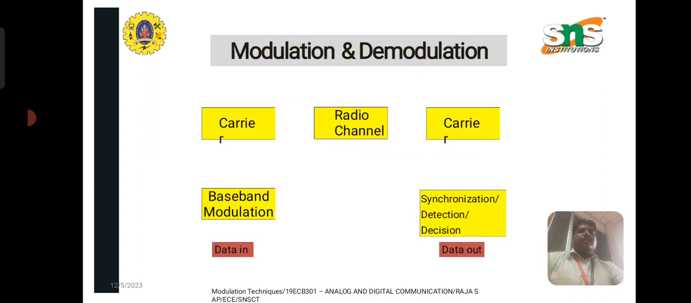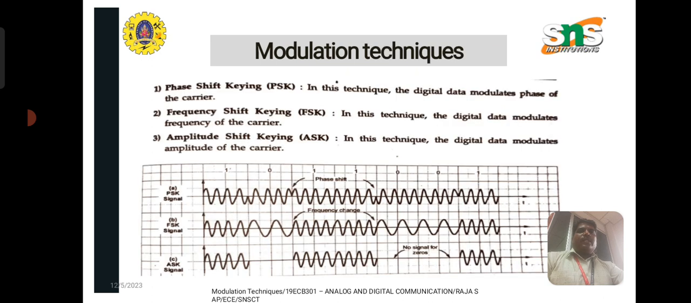This figure shows how modulation and demodulation are carried out, and the difference between all the digital modulation techniques. If you see phase shift keying, the digital data modulates the phase of the carrier. In the second figure, frequency shift keying, the digital data changes the frequency of the carrier. The last method is amplitude shift keying. In this technique, the digital data modulates the amplitude of the carrier.